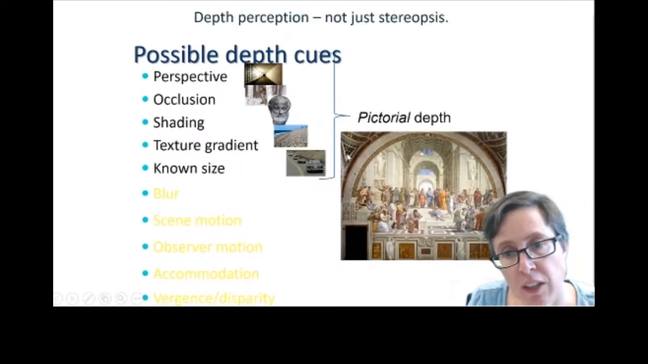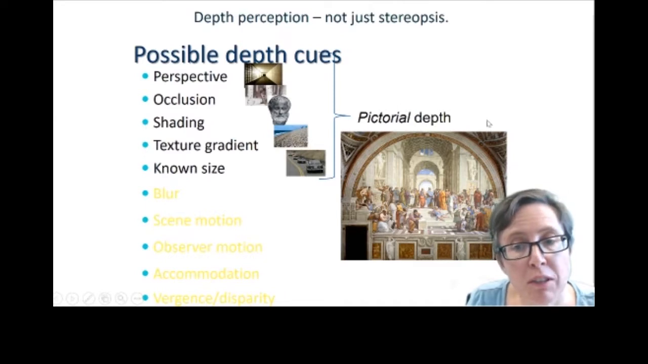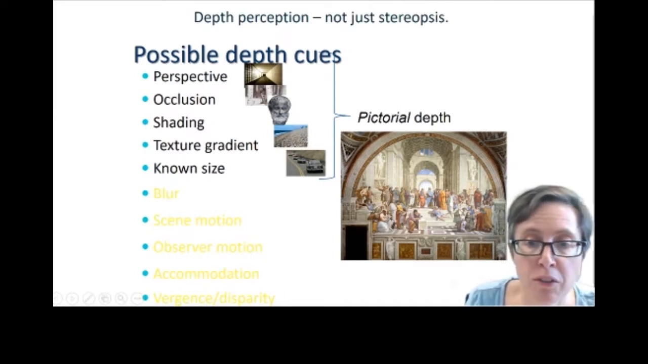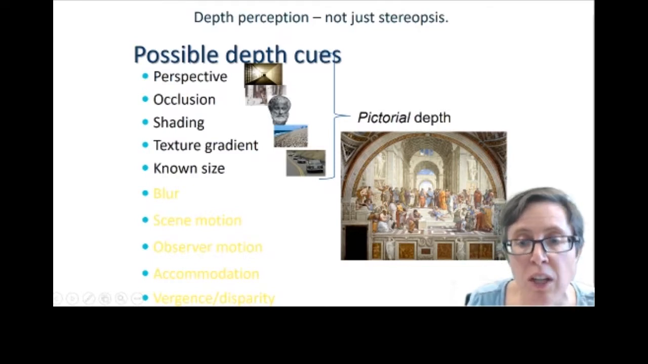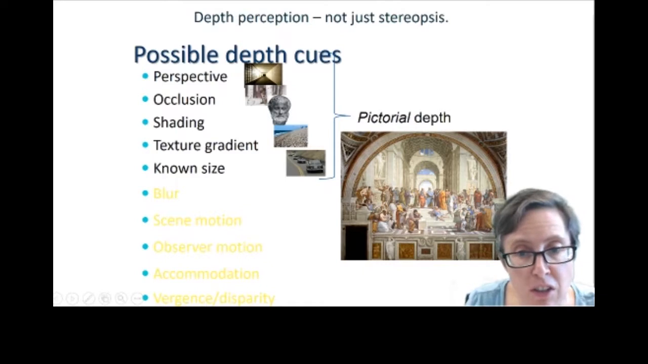All those cues together are sometimes called pictorial depth cues because they're ones that have been traditionally exploited by artists, like in this beautiful image. You can see many of them there. The perspective cues and the changing size of the human figures and so on give you a sense of the 3D structure on what is in fact a flat canvas.